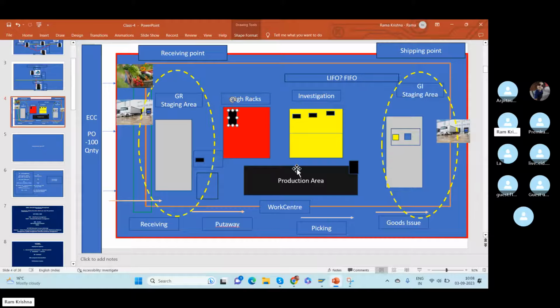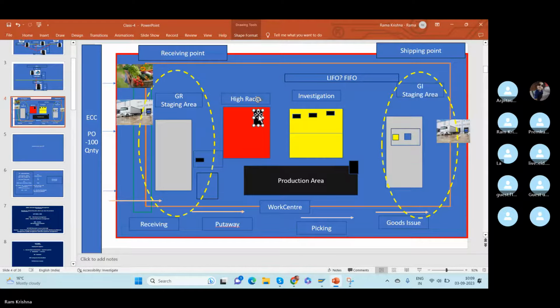What type of investigation, guys? Suppose any kind of products either in the high racks or any other storage type, I would like to check the quality of the product. Once I receive the product, I have some kind of issues, some kind of doubts. I want to check the quality of the product, or else this product is damaged.